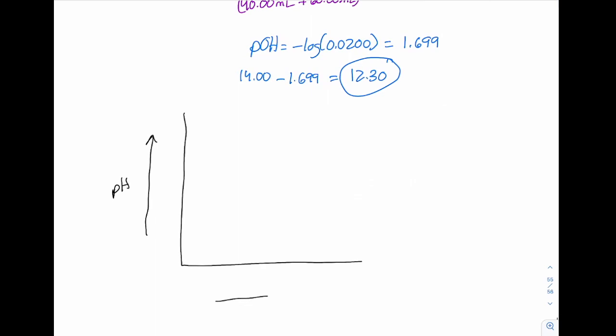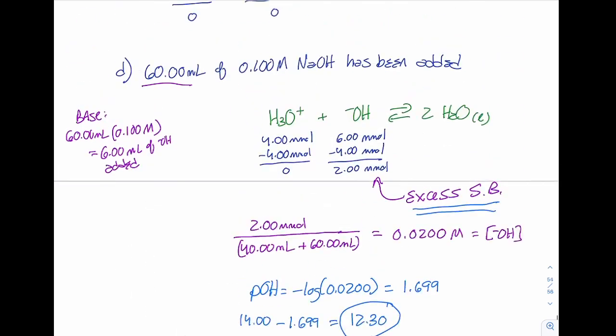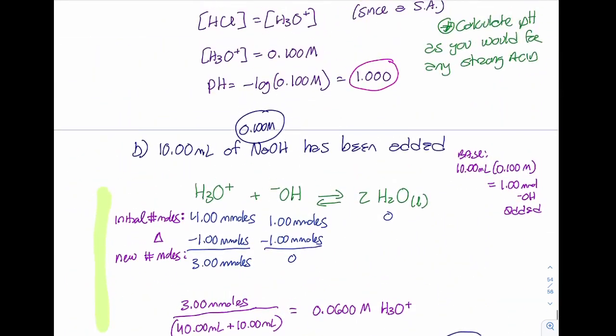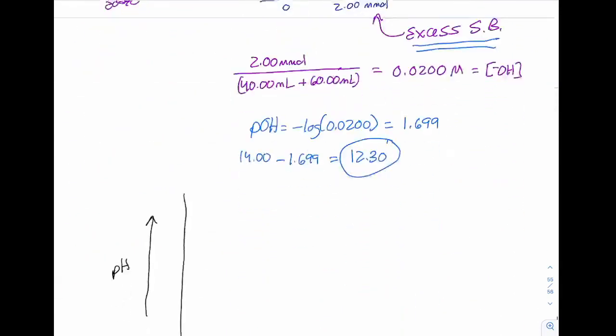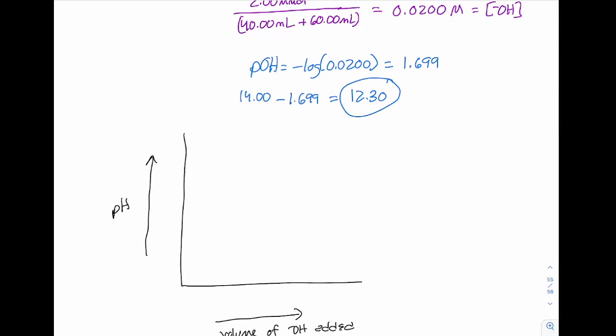And then I have the volume of base increasing left to right on my x-axis. And then we're starting out acidic, right? If we look at our numbers here, the first pH we calculated was 1. So that's my pH before I added any base. So if I was to draw a curve here, that's pretty ugly. Let's try that a little better. Right at this point, if this is 0 milliliters of base, my pH was 1.000, right?